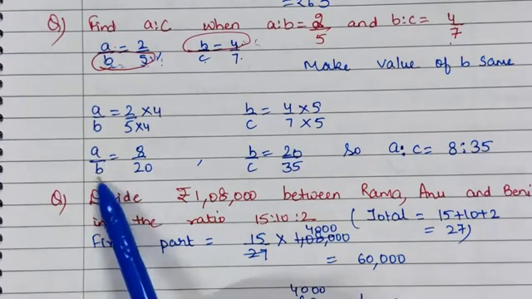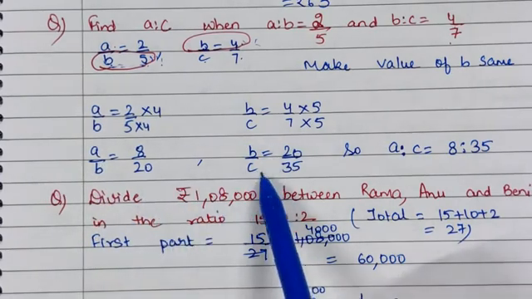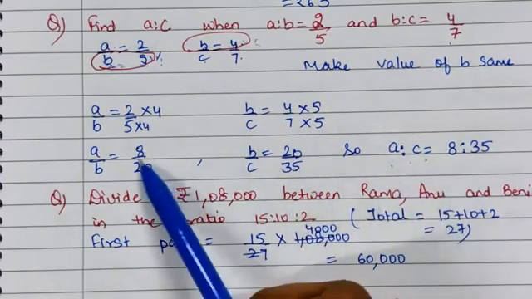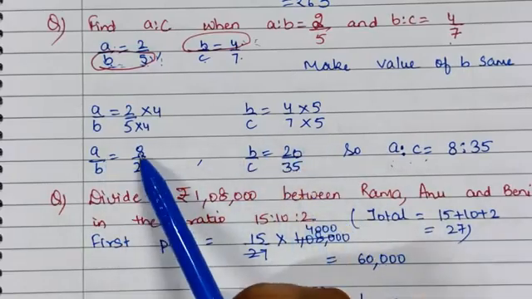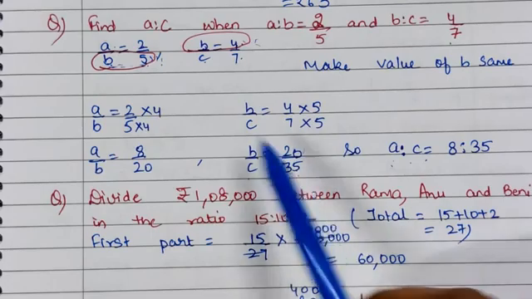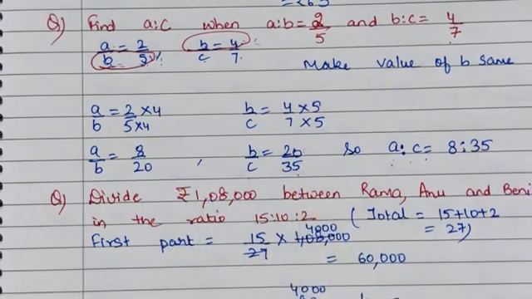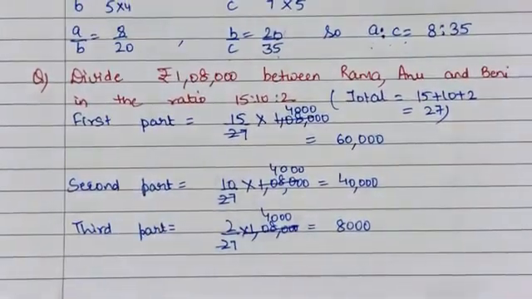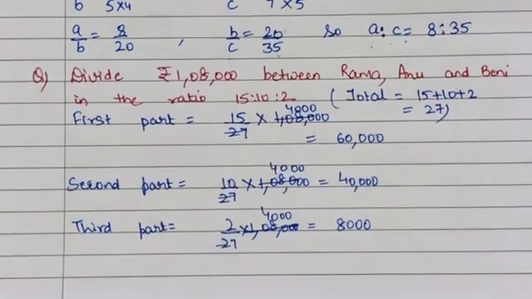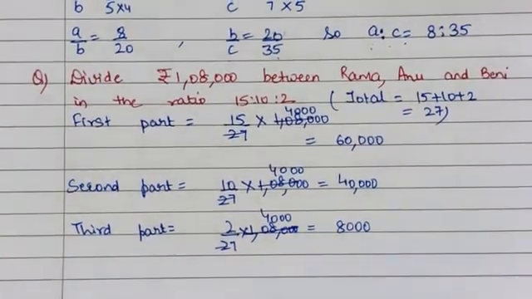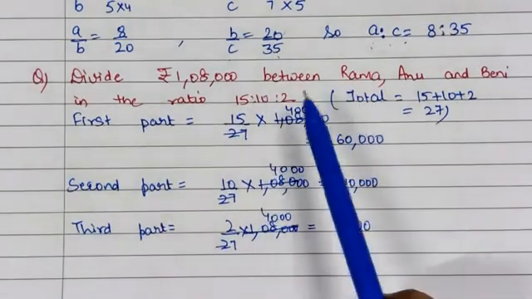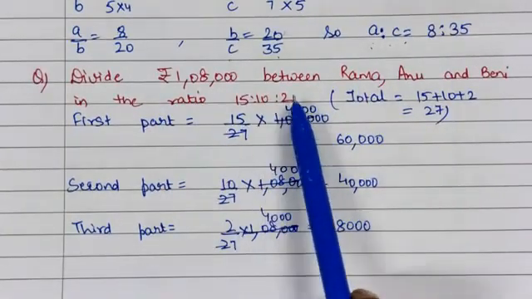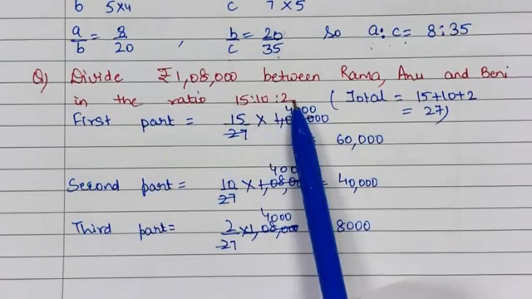We get A upon B 8 upon 20, B upon C 20 upon 35. So if we have to write A ratio C, B is the same now. So simply we can write A ratio C is equal to 8 ratio 35. Now the next question is divide 1,08,000 between Rama, Anu and Beni in the ratio 15:10:2.